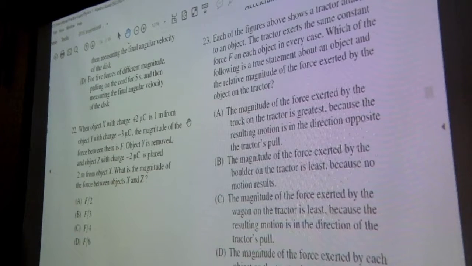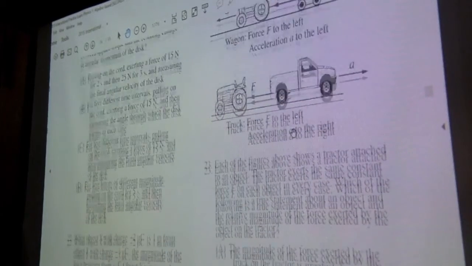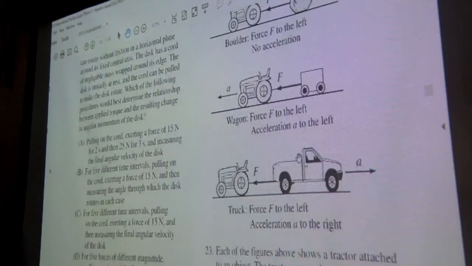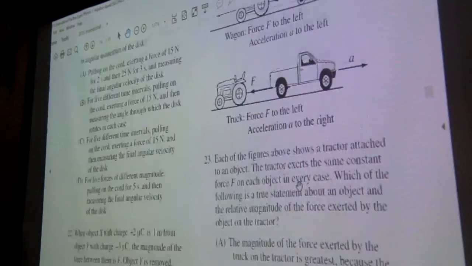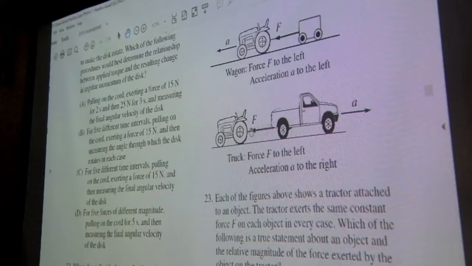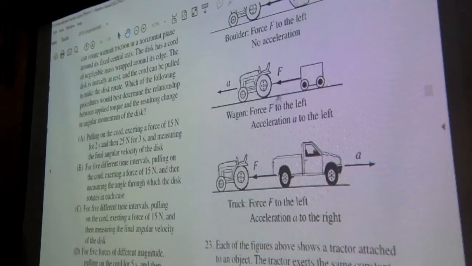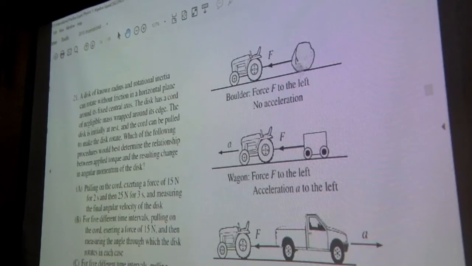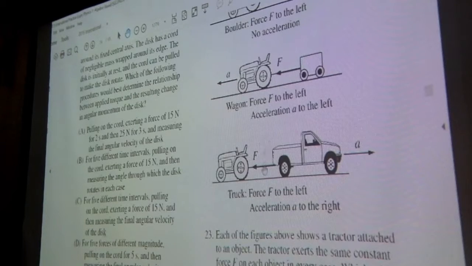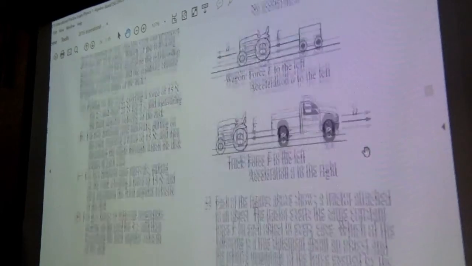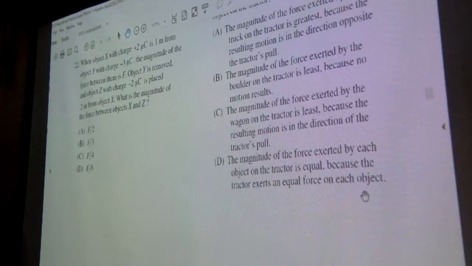There's nothing else in this. All this problem boils down to only one concept, which is Newton's third law. It says it in the question. Whatever be the force on the rope, that is going to be the exact force the other way. So the boulder is going to pull the tractor with the same force. The wagon is going to pull with the same force. The truck is going to pull with the same force. So that's Newton's third law. Straightforward.